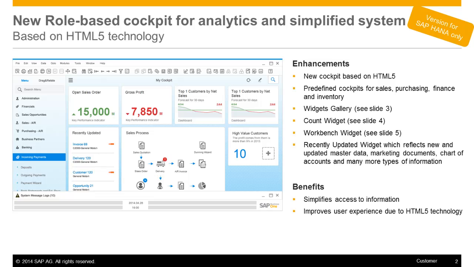There are predefined cockpits for sales, purchasing, finance and inventory, which will display specified widgets in relation to their permission group role. If there is no permission group assigned, an empty cockpit will be displayed and the user can start from scratch and add widgets from the widgets gallery.